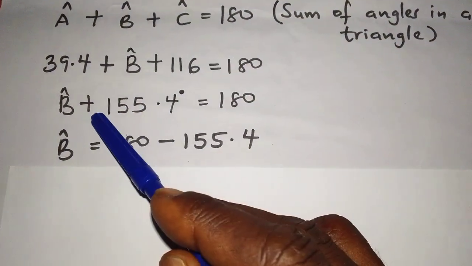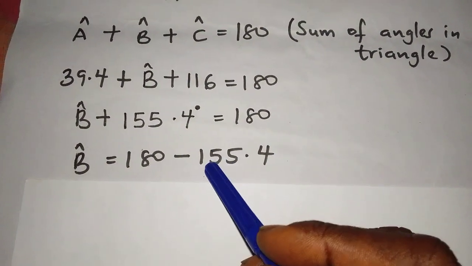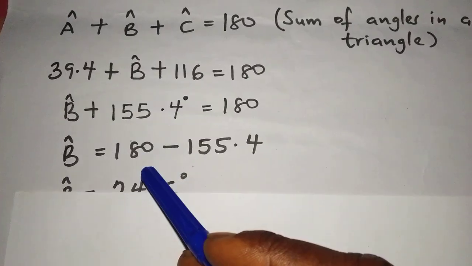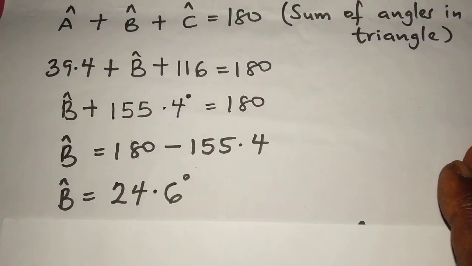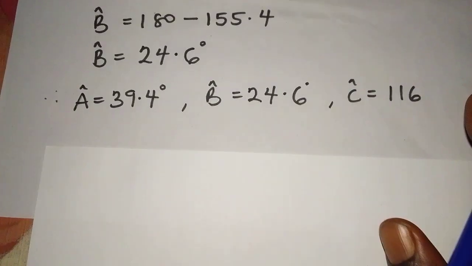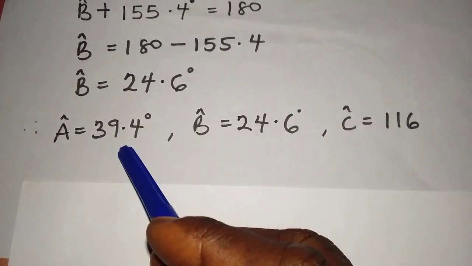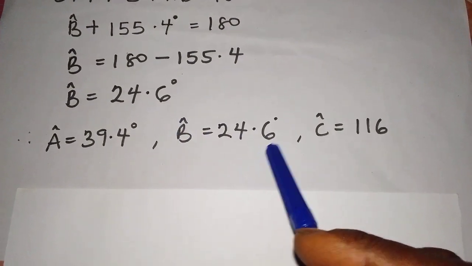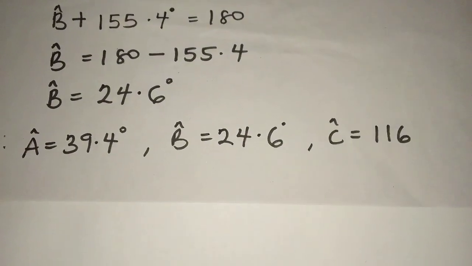So that means when plus crosses the equality sign, it's going to change to minus 155.4. 180 minus 155.4 will give you 24.6 degrees. So the values of the angles are: angle A is 39.4, angle B is 24.6, and angle C is 116 degrees.